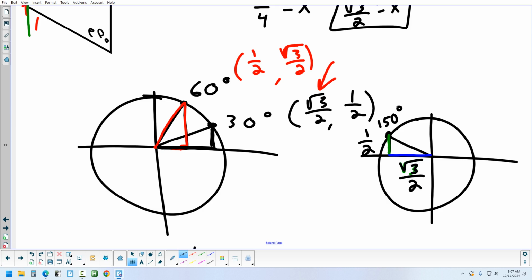So now we know how to, well, we should know how to do 12 different angles that are all multiples of 30 and 60. Two in the first quadrant. You got your two in the second quadrant. You got two in the third quadrant. And then you have two in the fourth quadrant.